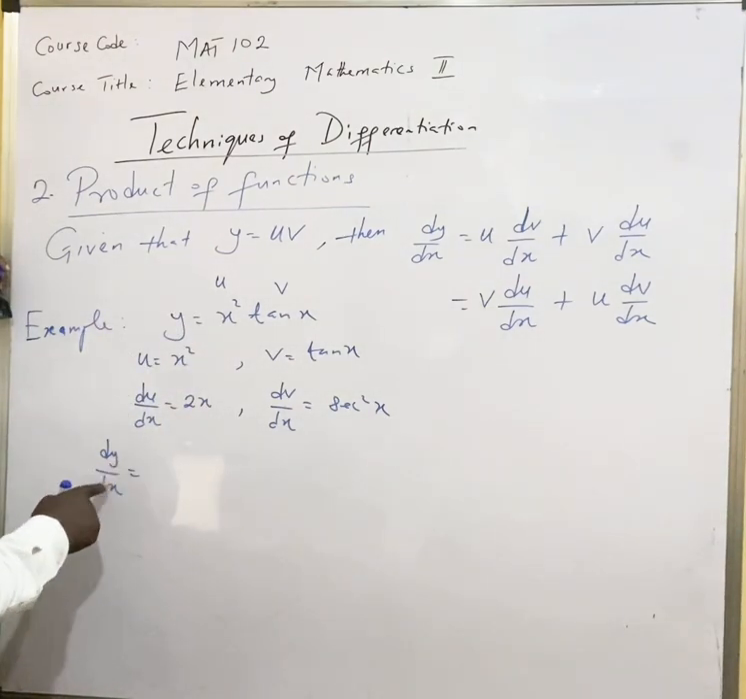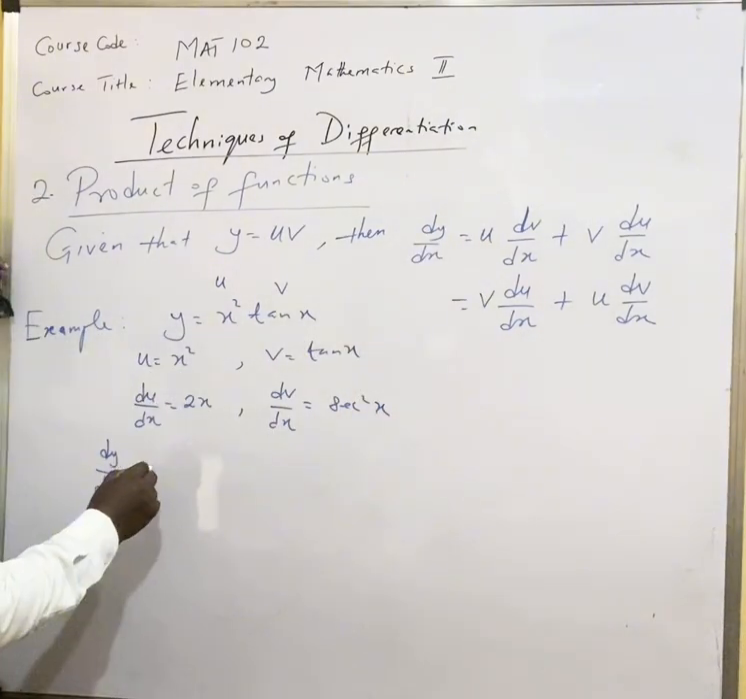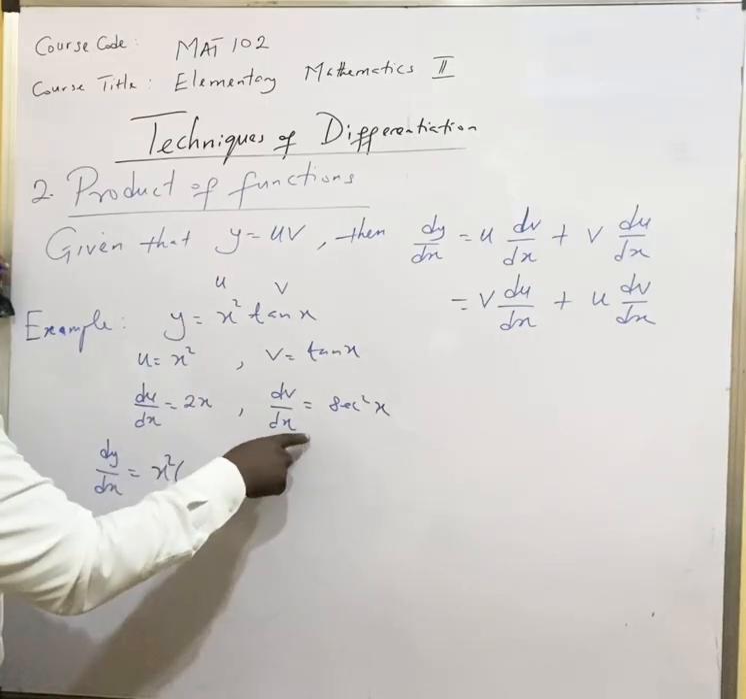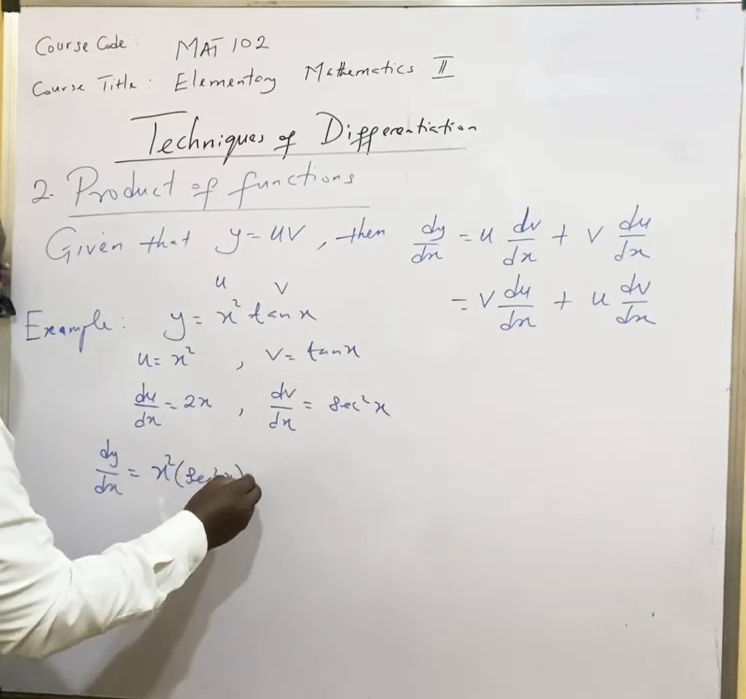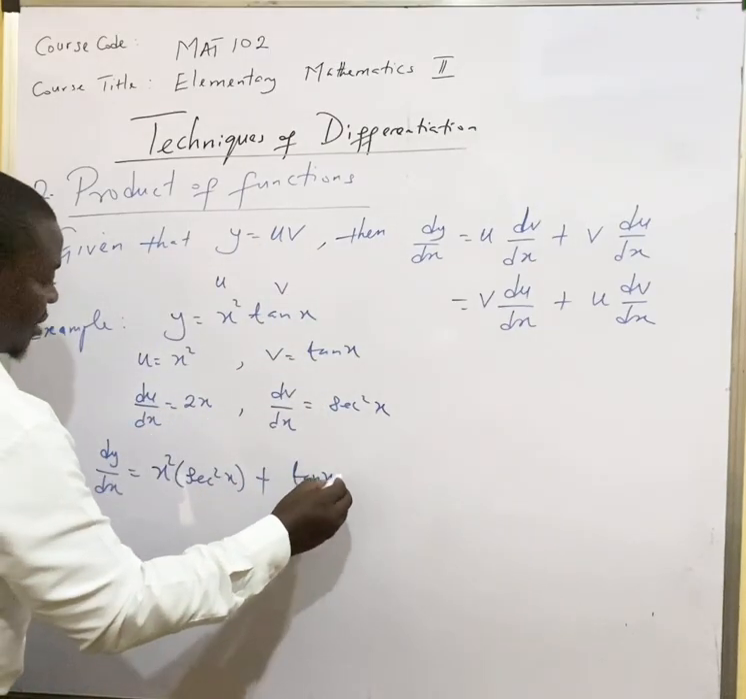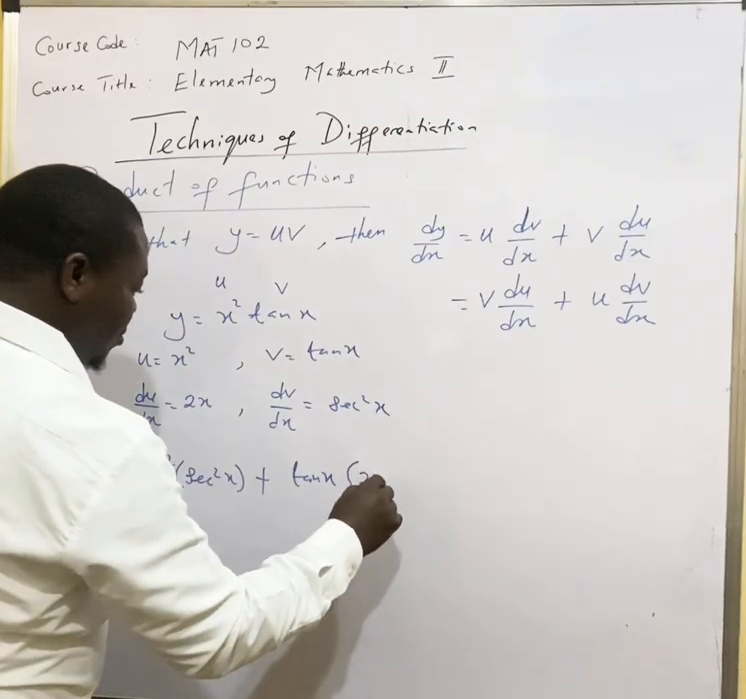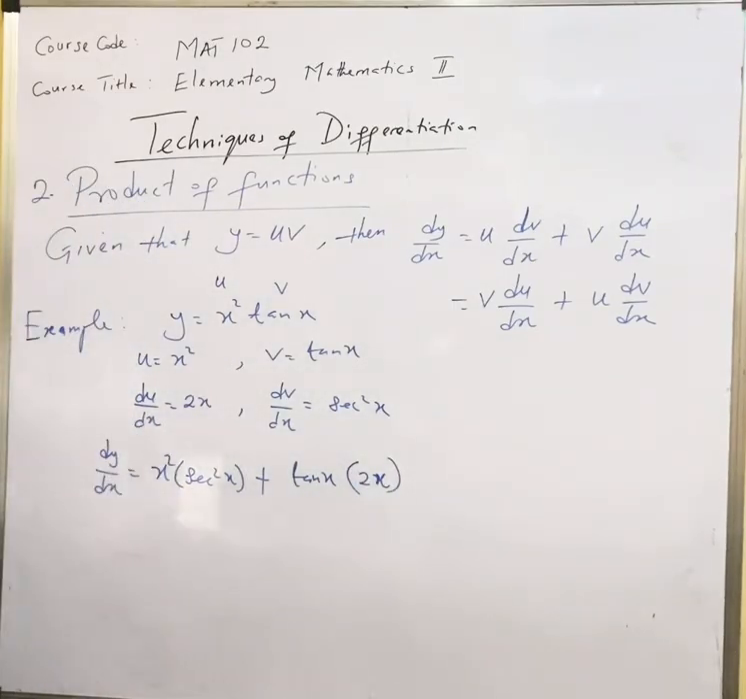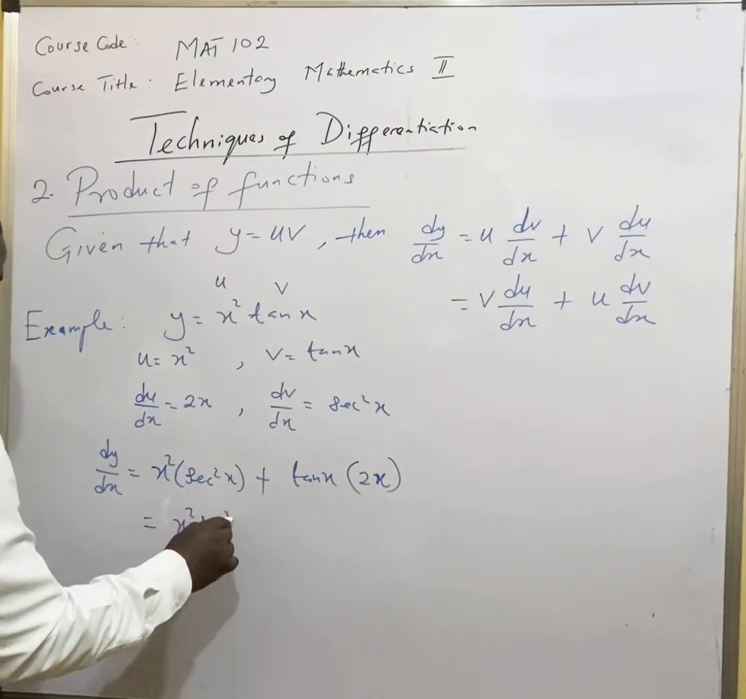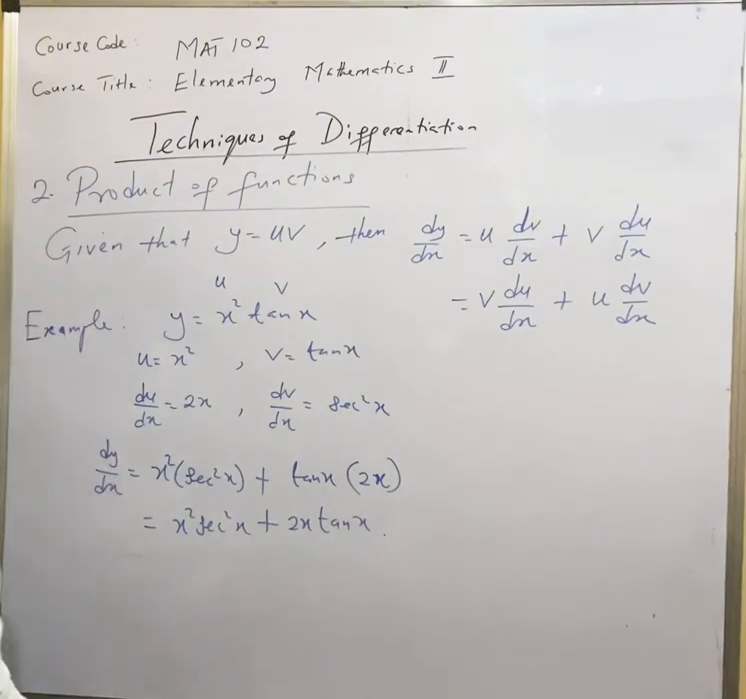The product rule says that dy/dx is equal to u, which is x squared, multiplied by dv/dx, which is sec squared x, plus v, which is tan x, multiplied by du/dx, which is 2x. So all we need to do is simplify. We're going to have x squared sec squared x plus 2x tan x, and that is the result.